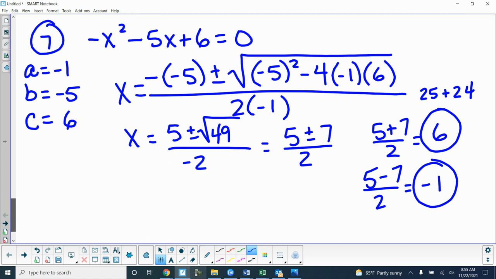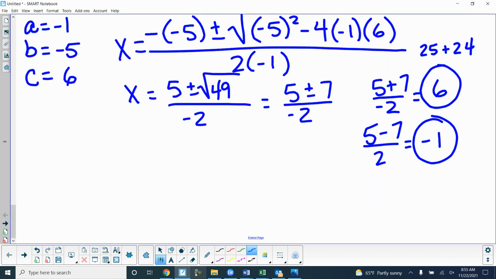Oh, it's negative 2, sorry. I don't know what happened to it. So that makes it negative 6, sorry, and positive 1. It should have stayed negative 2, don't forget about it. All right, let's see if number 8 works out nice like that.